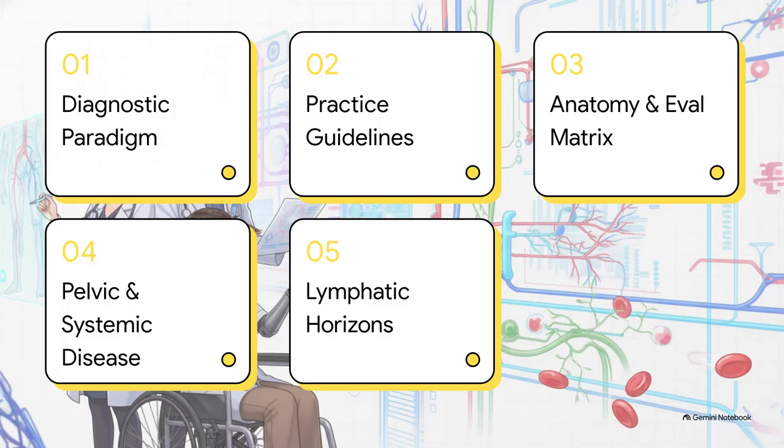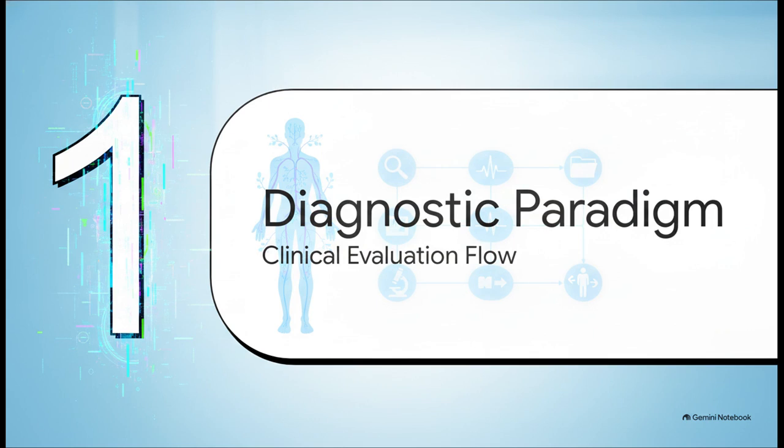To optimize your cognitive load today, we're going to process this explainer through 5 distinct modules: the diagnostic paradigm, modern practice guidelines, anatomy and evaluation matrix, pelvic and systemic disease, and finally, expanding lymphatic horizons. All right, let's jump straight into Module 1, the diagnostic paradigm.